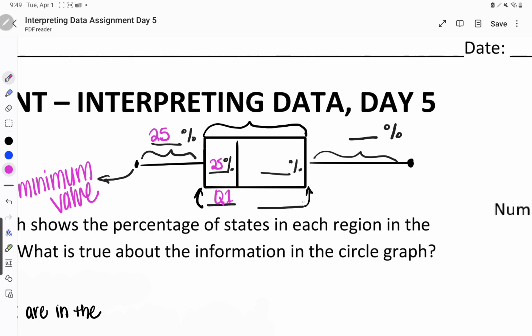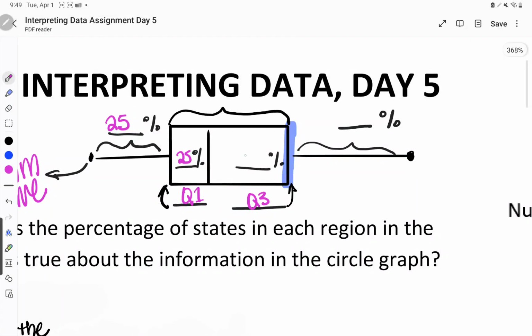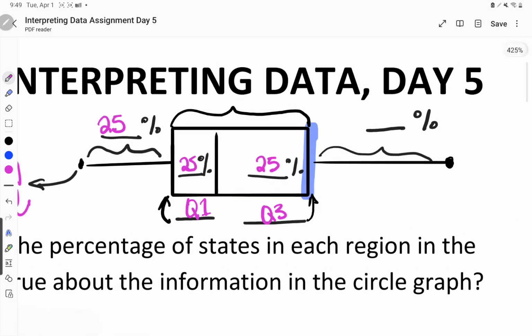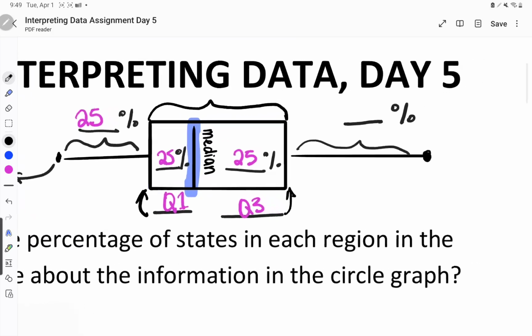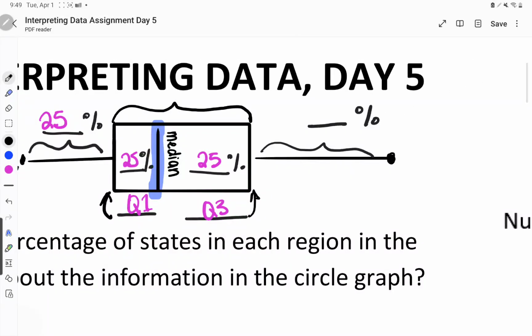Then this right here is which quartile? That right there is quartile 3. And quartile 3 is made up of what percent? 25%. And then we have this line right here. And what is this line right here? That line right there is the median. And median is also known as what? Quartile 2.